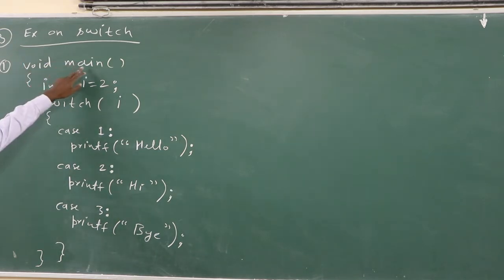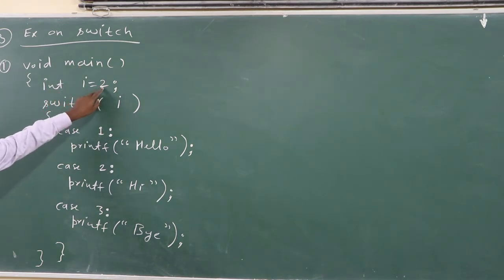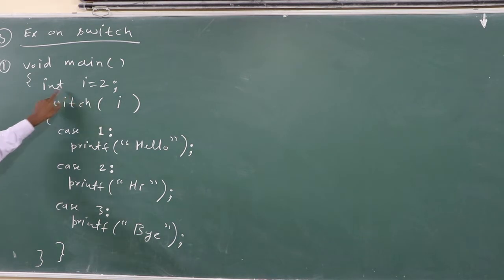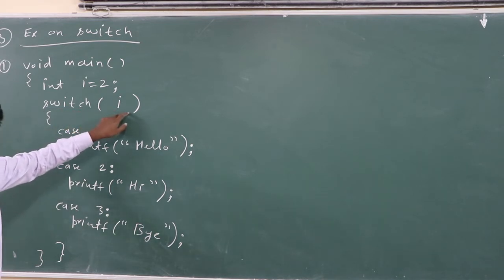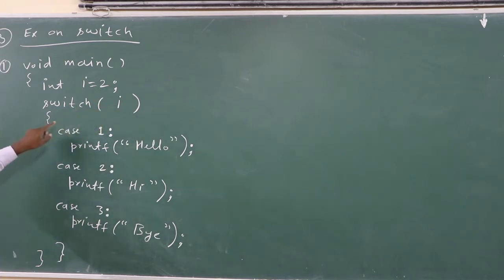Here program execution starts with main, control goes to this statement, int I equal to 2. 2 is a constant, I is a variable, int is a data type. By default it is signed, and by default it is auto storage class. Okay, so int I equal to 2, switch small bracket, this is the condition or expression.